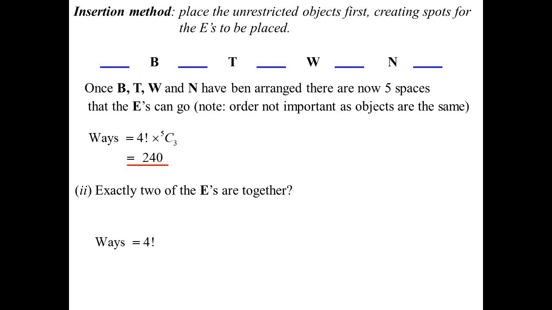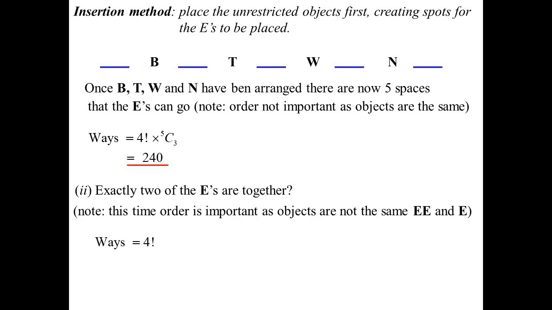Well, hang on. This time the order is important, because I now think of double E as one letter. Double E is different to single E. I'm now going to choose 5 of these spaces to put these 2 letters in, but the order is important, so it becomes a permutation rather than a combination. So I'll multiply it by 5P2, 480.